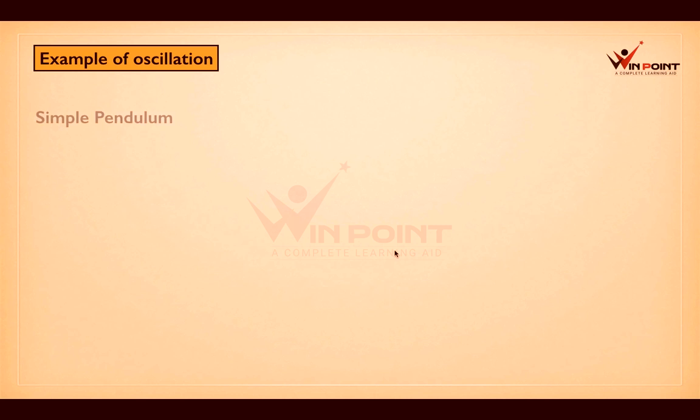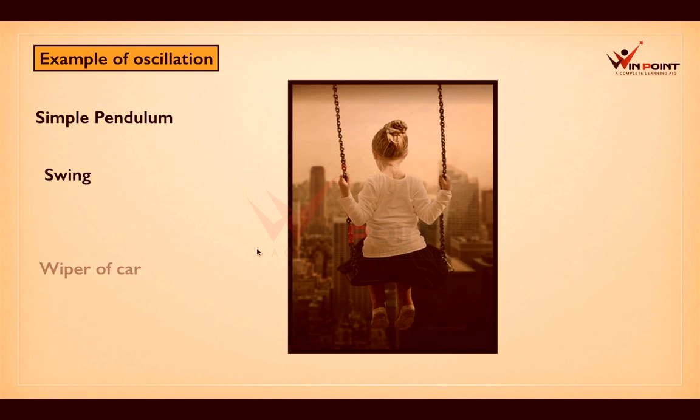Examples of oscillation. Simple pendulum is an example of oscillation. Swing is an example of oscillation. And the wiper of a car is also an example of oscillation. The movement of the wiper is also forward and backward. It is an example of oscillation.